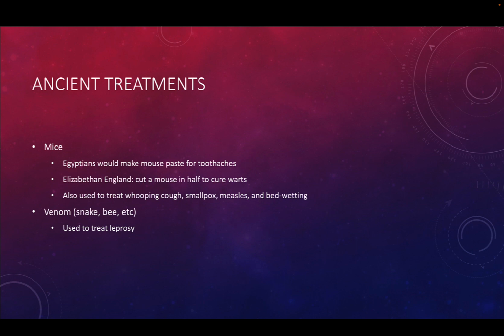Venom, snake, bee, etc., could also be used to treat leprosy. And this one is a weird one where it sounds like, yeah, that doesn't sound right, but it actually can work for some conditions. For example, bee venom can be used to help reduce some of the symptoms of something like multiple sclerosis. So there are some benefits, but again, as you might imagine, there are also some really big downsides to using venom to try to treat an infection.